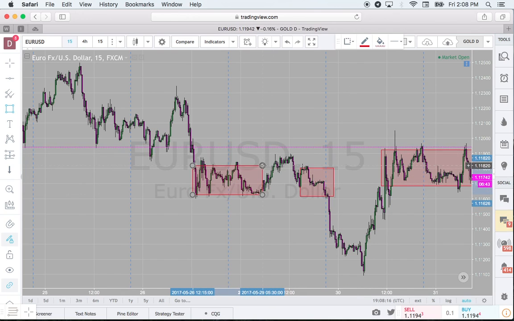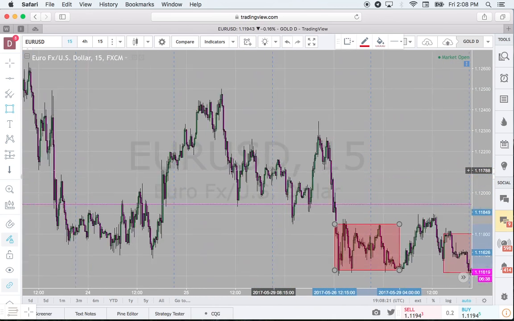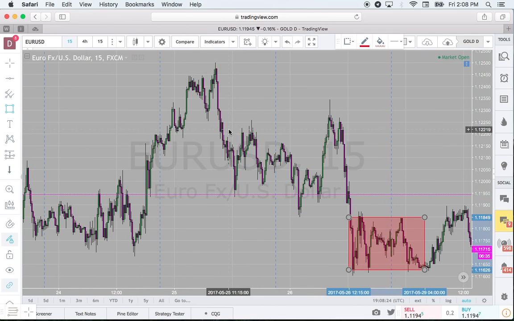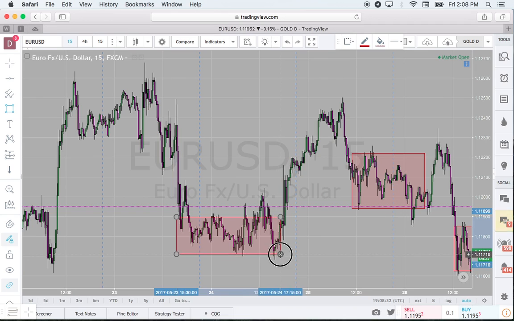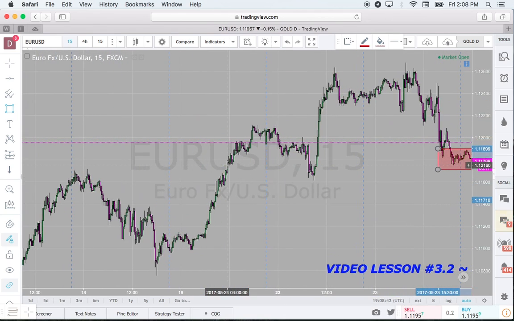This is how the dealer traps retail traders in consolidation. This is why it's so important. The dealer must generate liquidity, must trap liquidity in one certain range in order to do with the liquidity what he wants to do. What does he want to do with that money? He wants that money. So he wants to trap retail traders in a 30 to 50 pip zone.